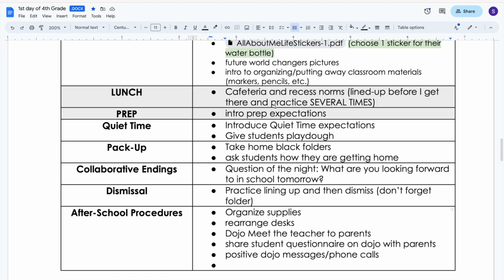I have a second day of fourth grade plan already as well. If you would like me to talk more about that, let me know. But basically, just to reiterate, I like to have buy-in from the students that they want to come back tomorrow and they're excited and they think that fourth grade will be the best year because it will be. And of course, I want to teach as many expectations or routines as possible without getting them too overwhelmed.